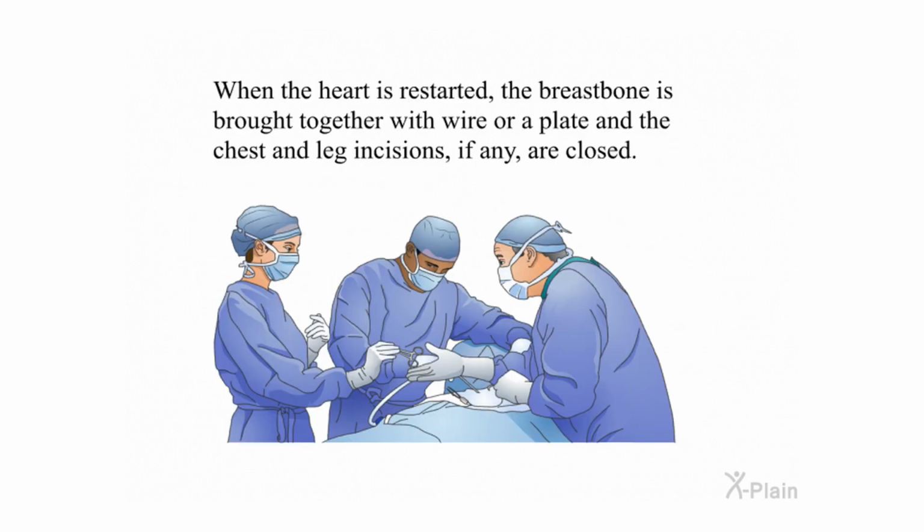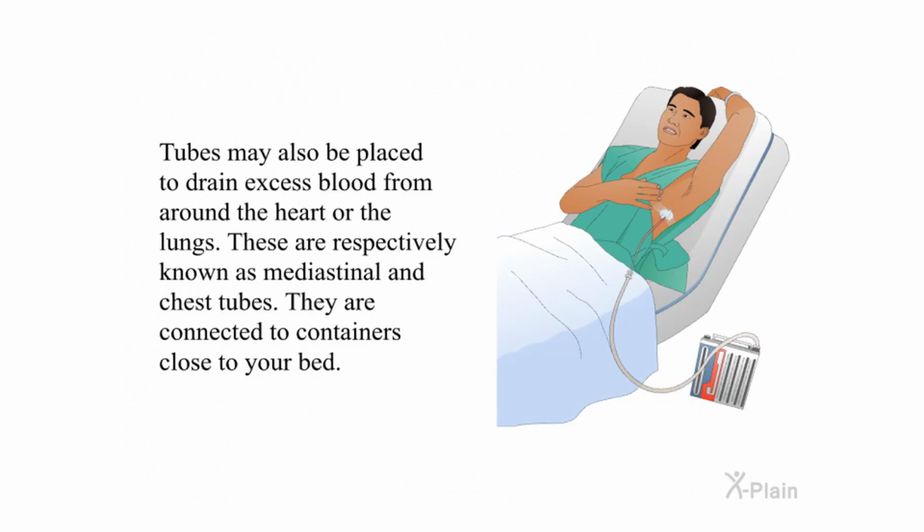When the heart is restarted, the breastbone is brought together with wire or a plate, and the chest and leg incisions, if any, are closed. Tubes may also be placed to drain excess blood from around the heart or the lungs. These are respectively known as mediastinal and chest tubes. They are connected to containers close to your bed.